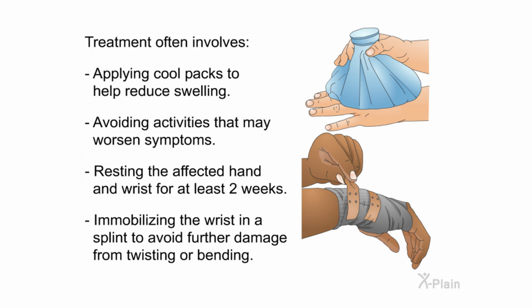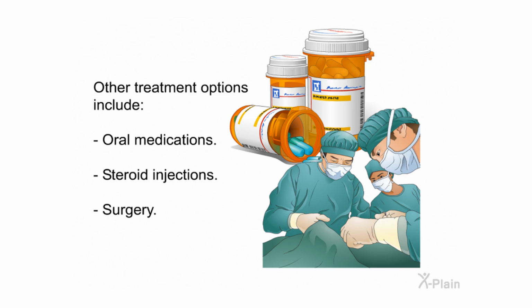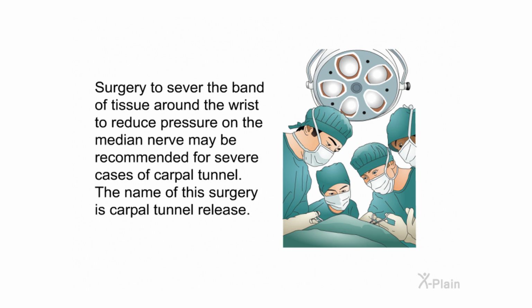Treatment often involves applying cool packs to help reduce swelling, avoiding activities that may worsen symptoms, resting the affected hand and wrist for at least 2 weeks, immobilizing the wrist in a splint to avoid further damage from twisting or bending. Other treatment options include oral medications, steroid injections, surgery. Surgery to sever the band of tissue around the wrist to reduce pressure on the median nerve may be recommended for severe cases of carpal tunnel. The name of this surgery is carpal tunnel release.